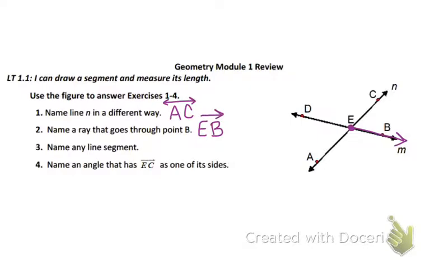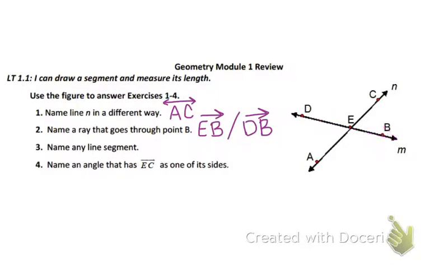Or I could even do DE, so I'm going to erase this, because I could have D as my endpoint, and it could go in that direction as well. So I'm going to put EB or DE, just in case you wanted both the answers. Either of those would be acceptable.